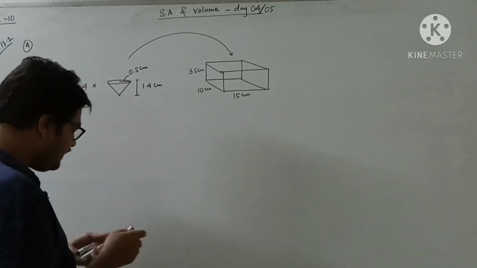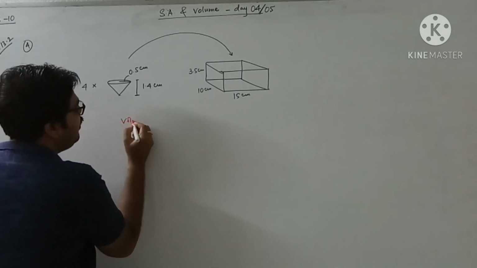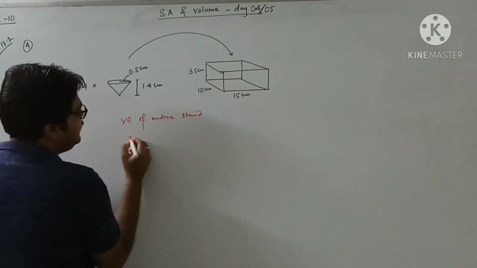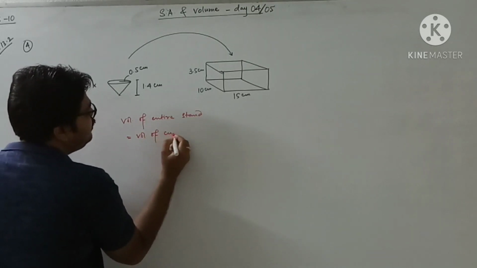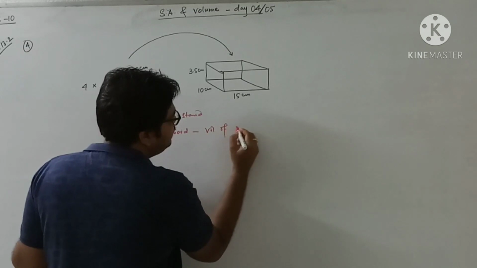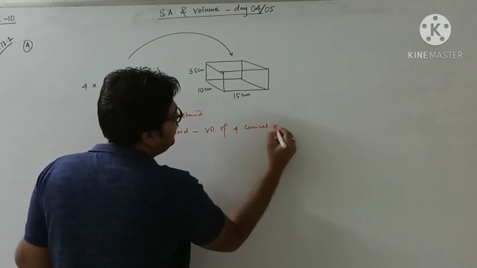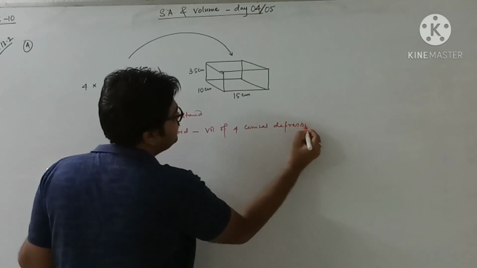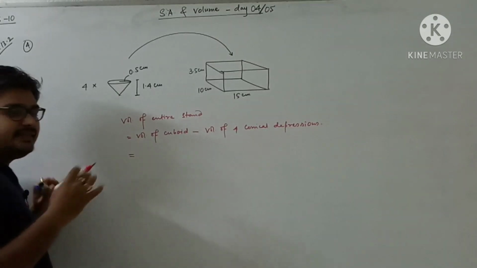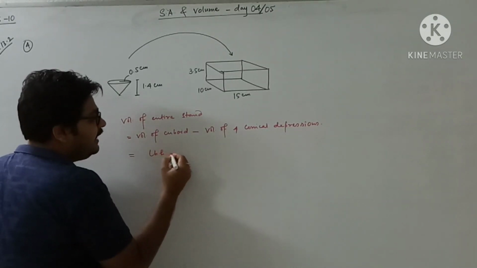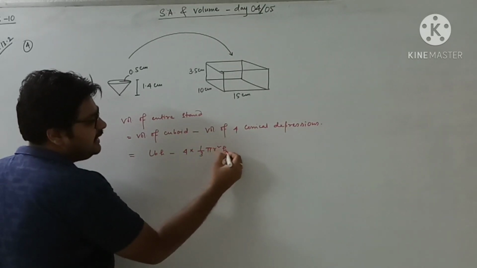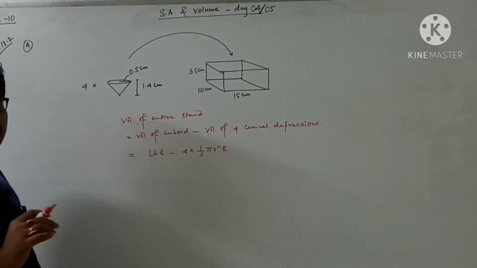Correct? So what do you write? Volume of entire stand equals volume of cuboid minus volume of 4 conical depressions. Volume of cuboid, what is the formula? Length into breadth into height. And for the conical depressions, one cone volume is 1 by 3 pi r square. As there are 4 conical depressions, that's why 4 is multiplied.